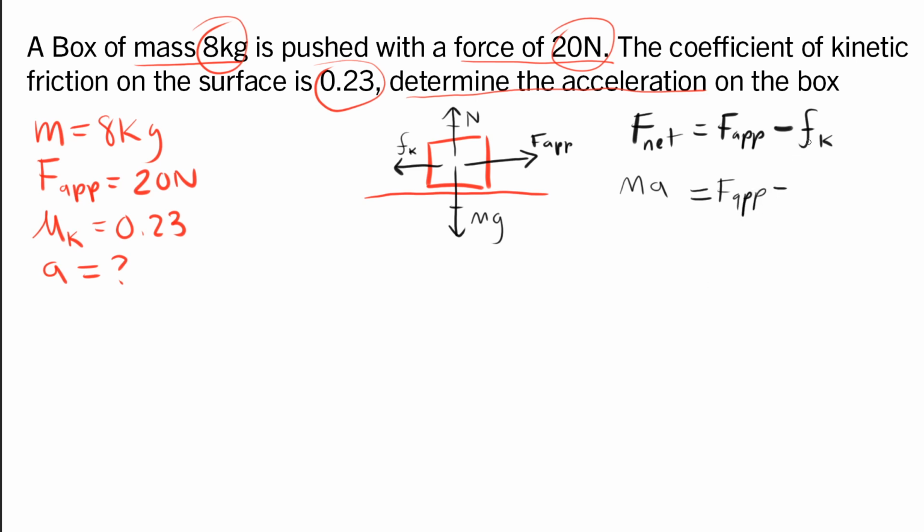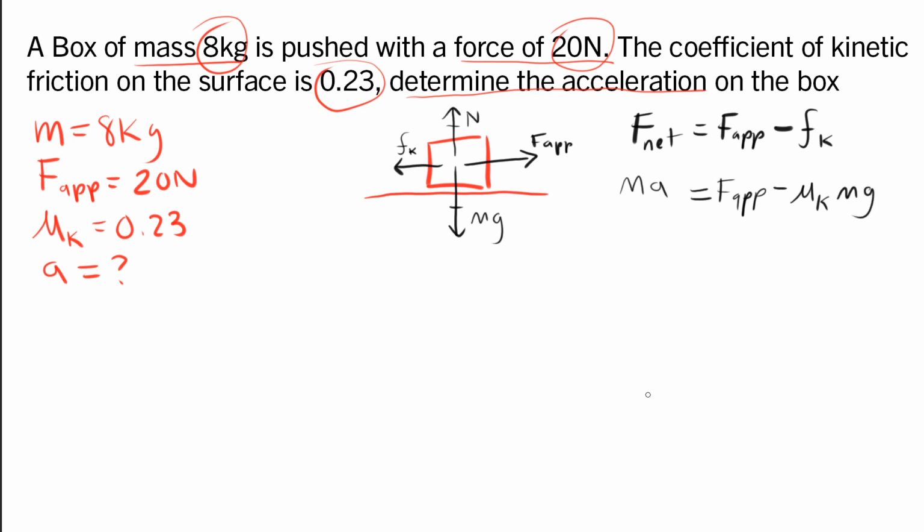And then friction, the kinetic friction here is going to be equal to mu sub k from our previous formulas times the normal force, which in this case the normal force is equal and opposite to mg, so we're just going to call it mg.